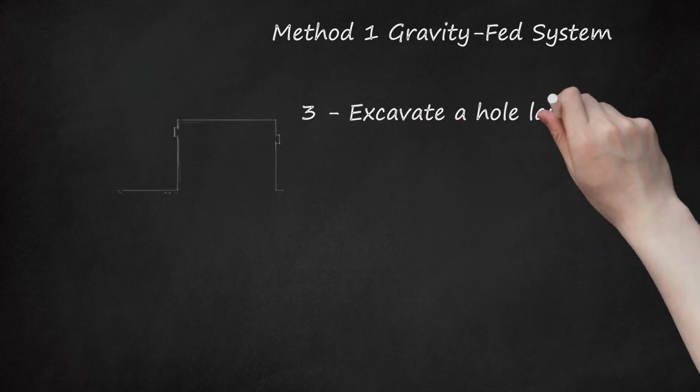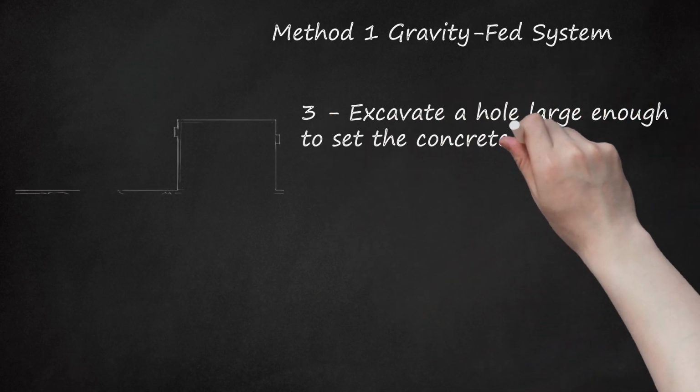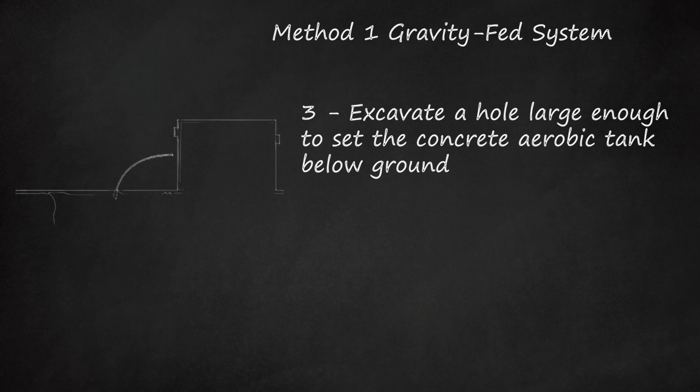3. Excavate a hole large enough to set the concrete aerobic tank below ground. Use the laser transit and shoot the top of the pipe going out to the tank. Measure the distance from the top of the inlet to the bottom of the tank. Add this, go up on the grade pole, +1/2, to the number you shot off the top of the pipe. The grade pole is now set to the depth that you need. Proceed to use this to excavate the hole to the appropriate depth.